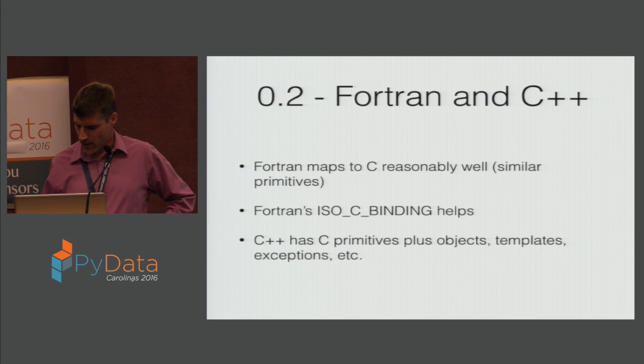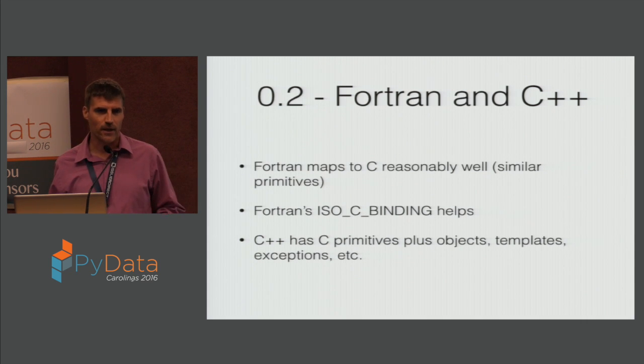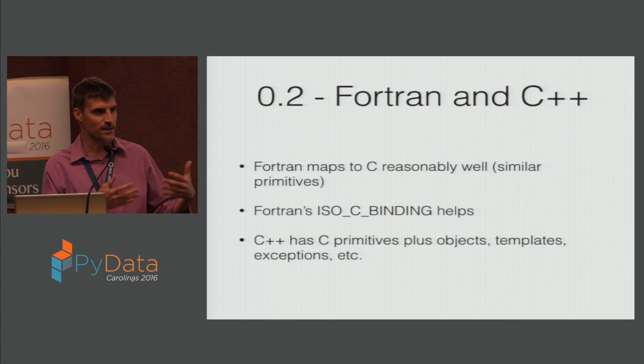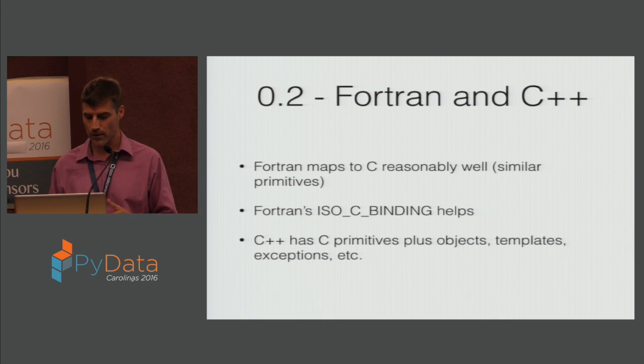Fortran also has a concept called the ISO-C binding, which was added to the standard in 2003. I'm not a Fortran guy in particular, but the ISO-C binding helps Fortran code look even more like C to the compiler, which eases the transition if you're trying to get Python to talk to something. You want your Fortran code to look like C. So it's not too hard, actually, to get Python to talk to Fortran.